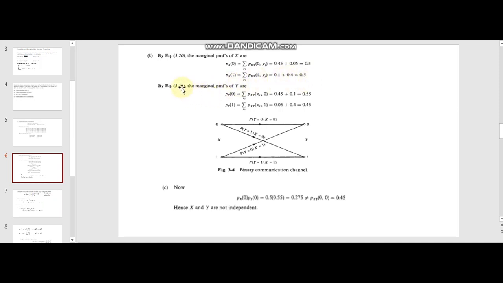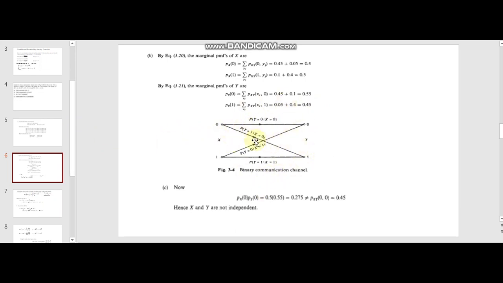In similar fashion, the marginal probability mass function for y is equal to 0, there are two possibilities. x could be a 0 or 1. When x is equal to 0, their joint probability is 0.45. We have already found out in part A. And when x is equal to 1 and y is equal to 0, their joint probability was 0.1. So the marginal probability of y is equal to 0 is 0.55. Similarly, the marginal probability of y is equal to 1 is 0.45.